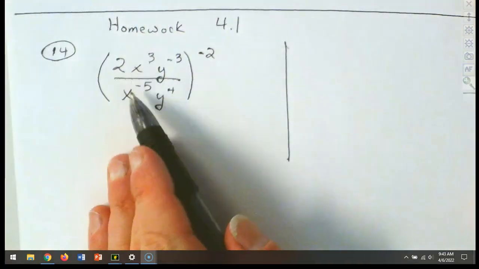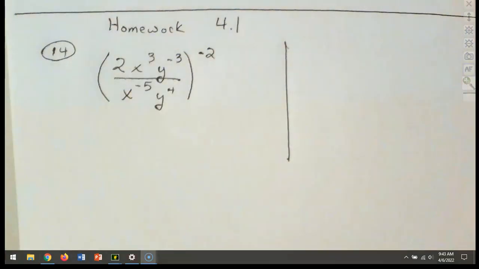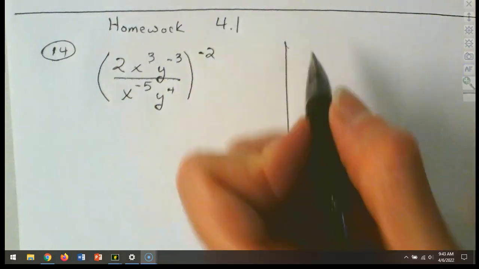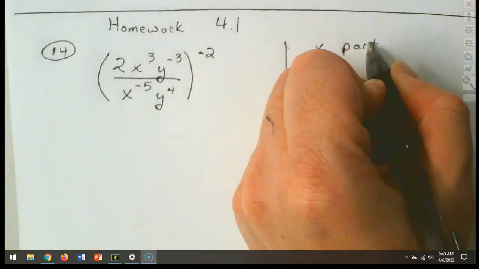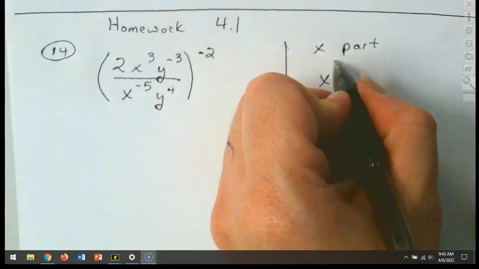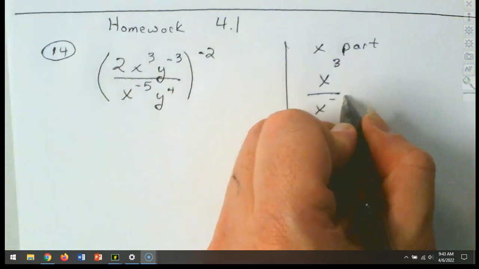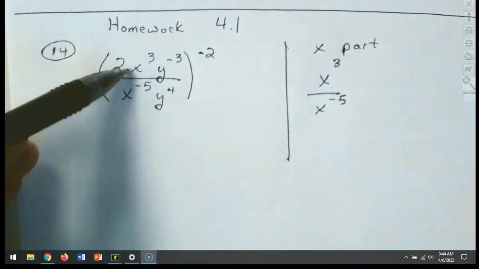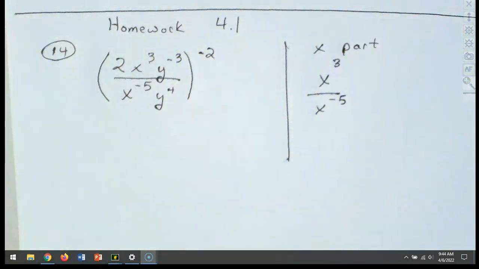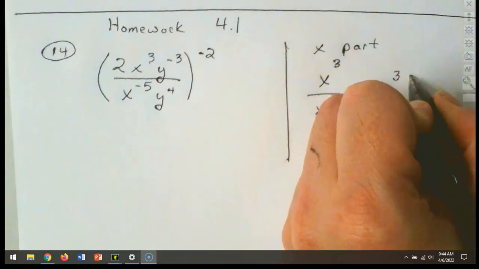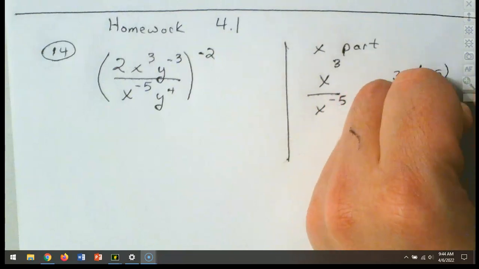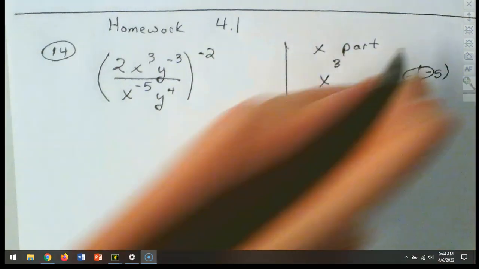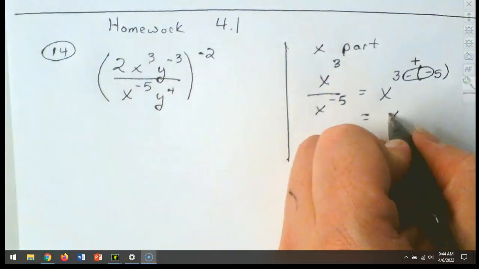So inside the parentheses, we have x's that can go together, and we've got y's that can go together. So let's look at the x part. On the x part, we have an x cubed over x to the negative fifth. Right? Because that's your x part here. Now, what are we going to have to do? We're going to have to subtract these. Why are we subtracting? Because we're dividing. Be careful with the signs when you subtract them. So that is going to be x to the 3 minus, because we're subtracting, a minus 5. And that double negative here is going to make that now a what? Positive. So the x part is going to come out to be x to the 8th.